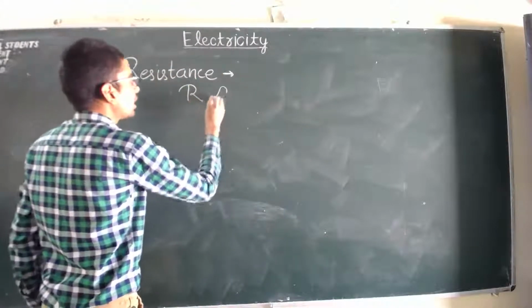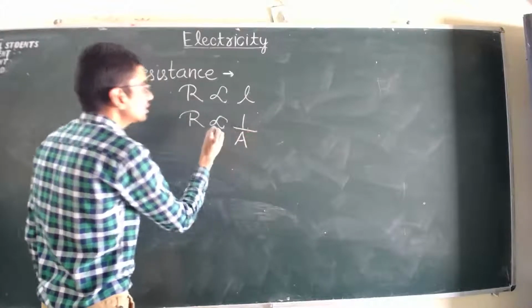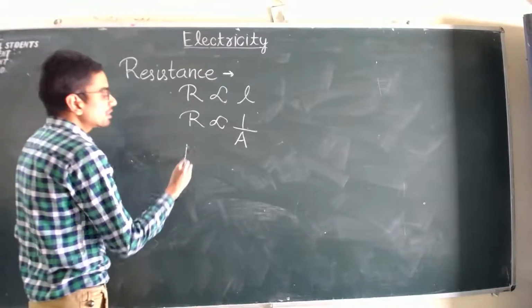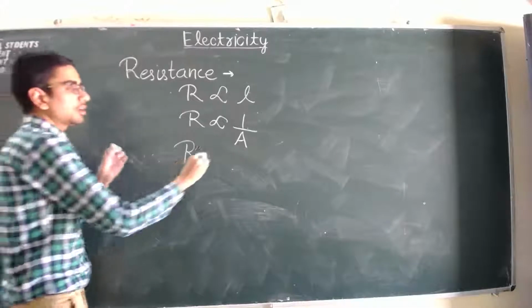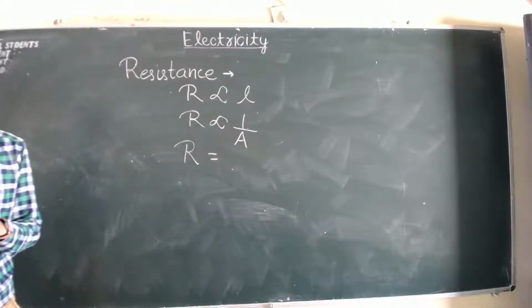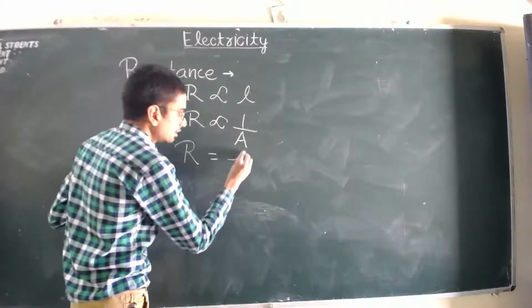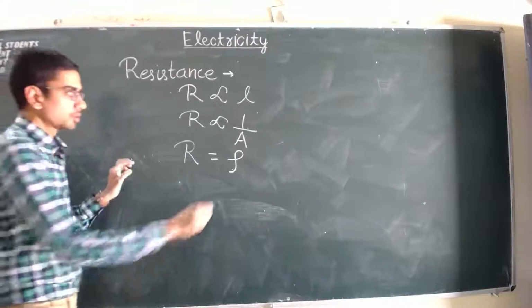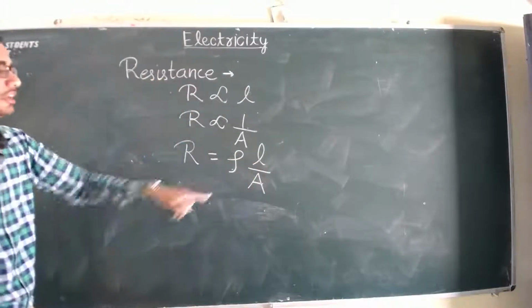ठीक है. सो अगर हम इन दोनों को एक साथ अटैच करते हैं, R is proportional to L and R is proportional to 1/A. What is this sign? This is proportional sign. तो इन दोनों को एक साथ कीजिए और जब भी आप proportional sign को हटाते हैं क्या आता है? कांस्टेंट आता है. और इस केस में नया कांस्टेंट आ रहा है जिसको हम कहते हैं रो. RHO, रो. रो L by A. This is the final formula.